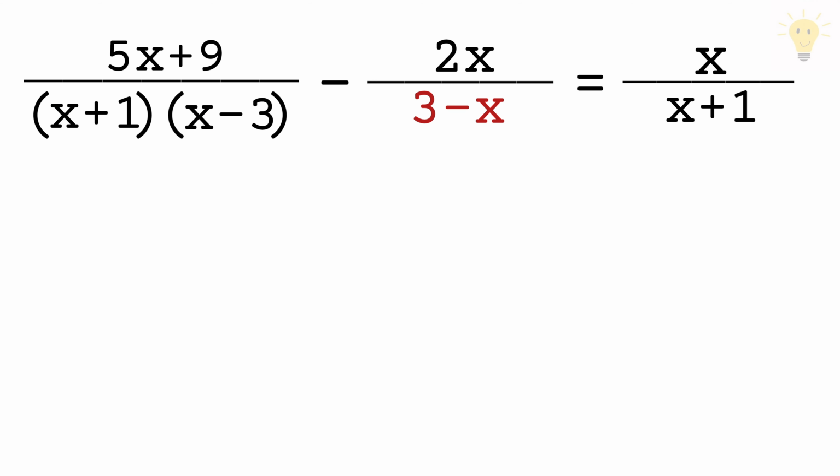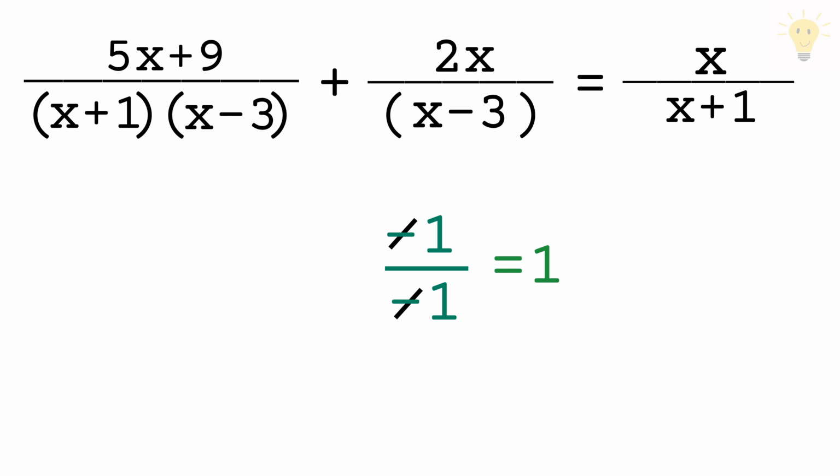Now to position this denominator so that it starts with a positive x, we're going to take the negative sign outside of the bracket, which also changes the sign of a positive 3 to a negative 3. This negative sign is divided by this negative sign, which gives us a positive. So this is the same as minus 1 divided by minus 1, which gives us a positive 1.